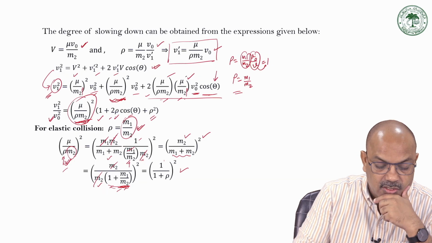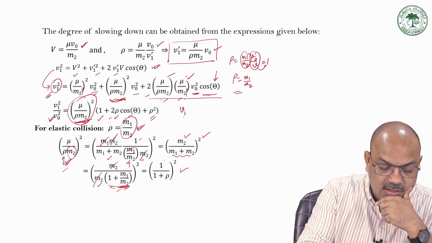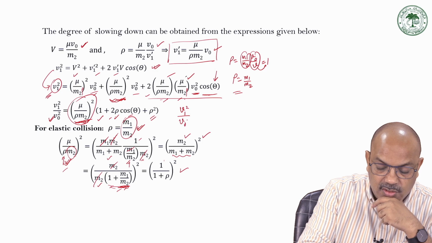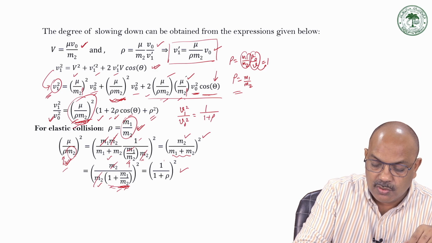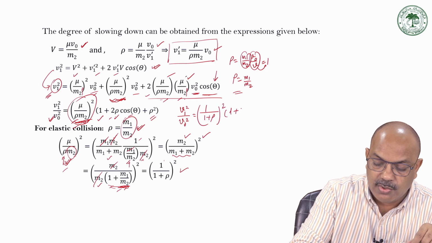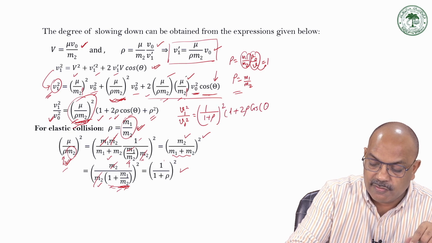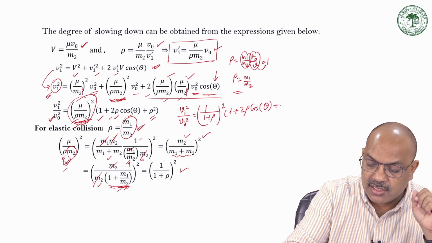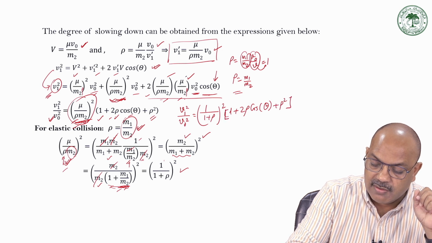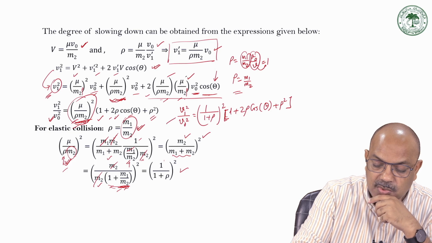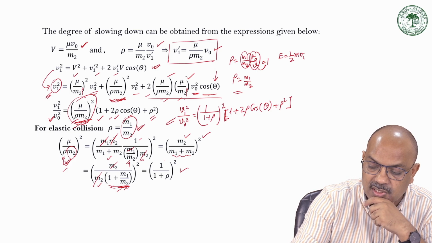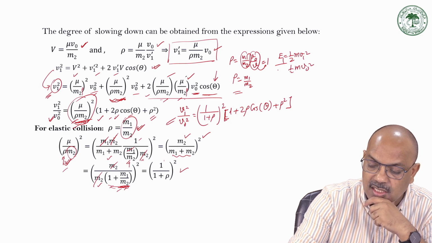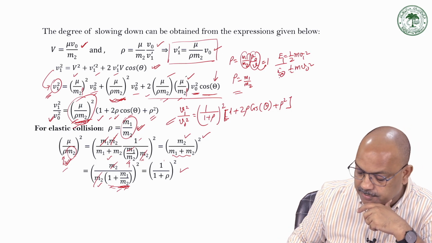So this v1 square upon v naught square is this quantity, 1 upon 1 plus rho whole square, and then you have 1 plus twice rho cos of theta in center of mass, and this is rho square. So this is what I have here. Then this can be related with the kinetic energy, because this is going to be half m v1 square over half m v0 square. This is the ratio of the kinetic energies E1 and E0.